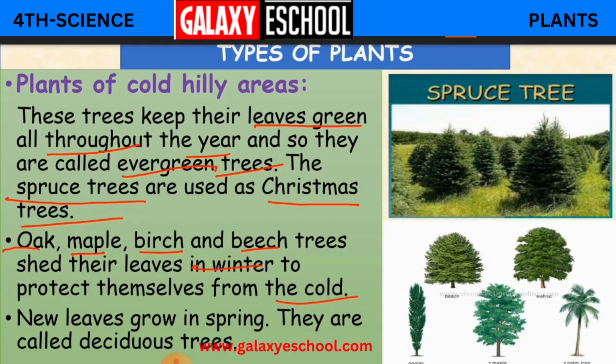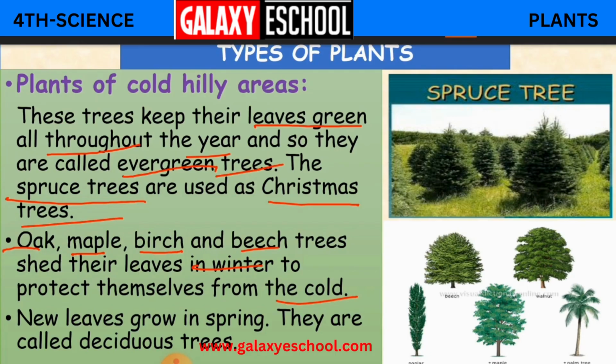Whereas evergreen trees remain green, these trees, oak, maple, birch and beech, are going to shed their leaves in winter. Why? To protect themselves from the cold. Because already it is a cold area, and in winter the coolness will be very high. So to protect themselves from that cold, they are going to shed their leaves.